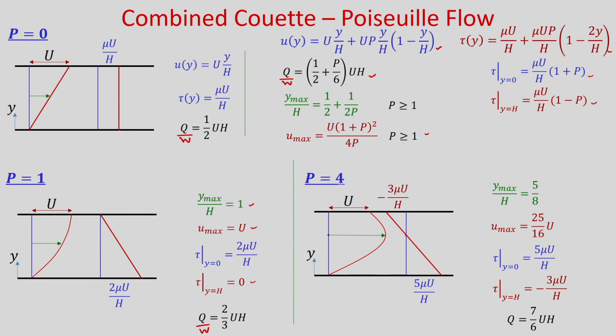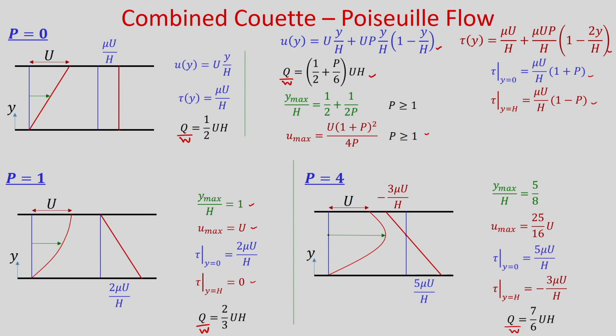Now, let us increase the pressure gradient. Let us consider P is equal to 4. If you consider P is equal to 4, then y max by h you will get 5 by 8, and u max you will get 25 by 16 into capital U. At the bottom plate shear stress is 5 mu U by h, and at the top plate tau is equal to minus 3 mu U by h, and the volume flow rate per unit width is 7 by 6 U h.